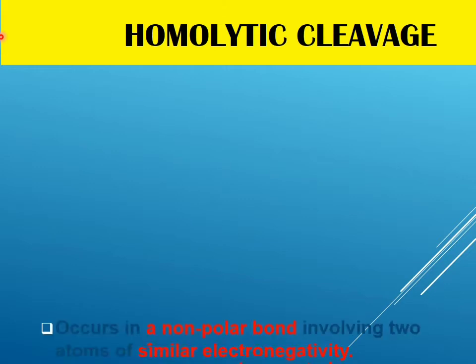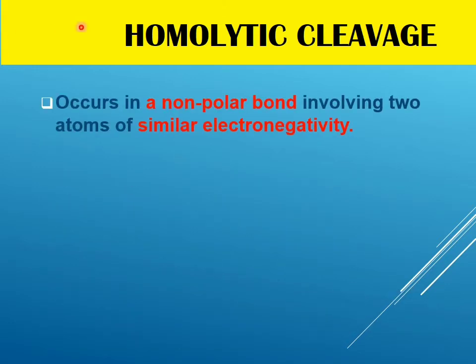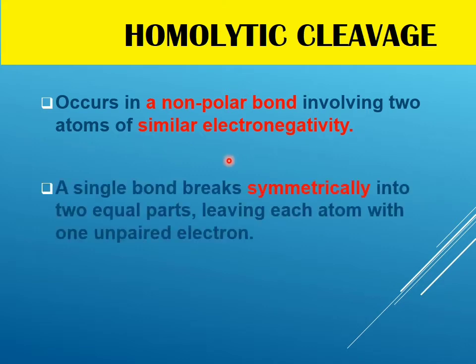Homolytic cleavage occurs in a non-polar bond involving two atoms of similar electronegativity. So a single bond breaks symmetrically into two equal parts, leaving each atom with one unpaired electron. The atom with one unpaired electron is called a free radical.